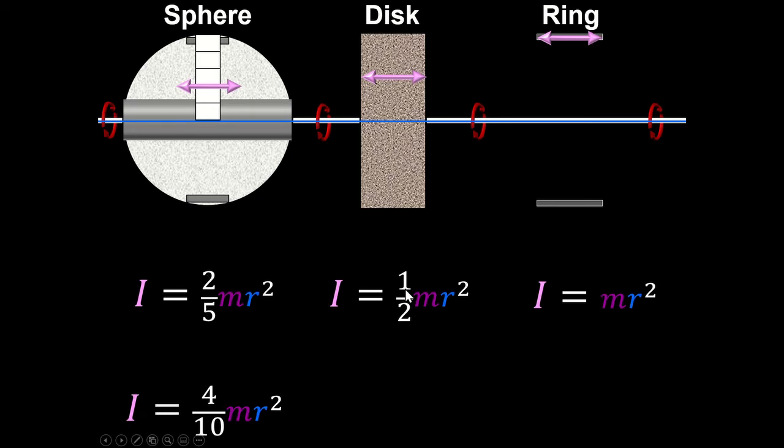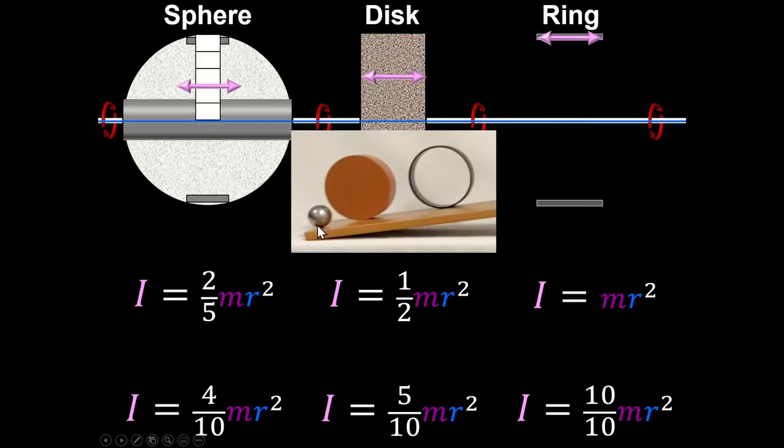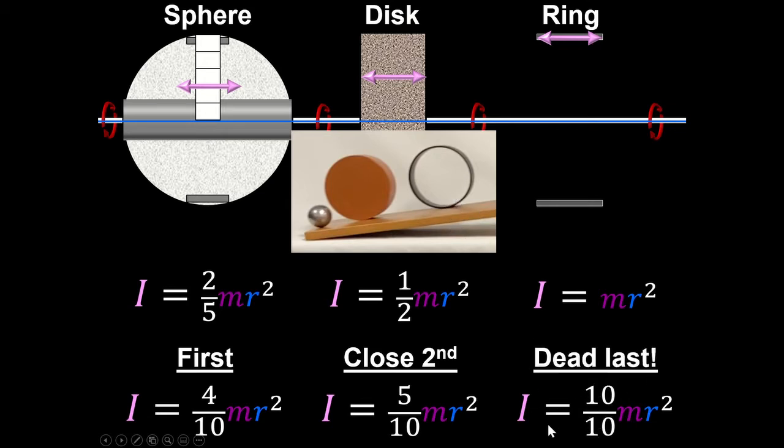So let's just compare these two. 2/5 is the same thing as 4/10. 1/2 is the same thing as 5/10. And 1 is just the same thing as 10/10. So when we raced these three different shapes down the ramp, the sphere was first every time. The disk was a close second, and you can see that that fraction has a little less rotational inertia than this. That's if we kept the mass and the radius all the same. And then the ring was always dead last because that has like twice as much as this if the mass and the radius are the same.